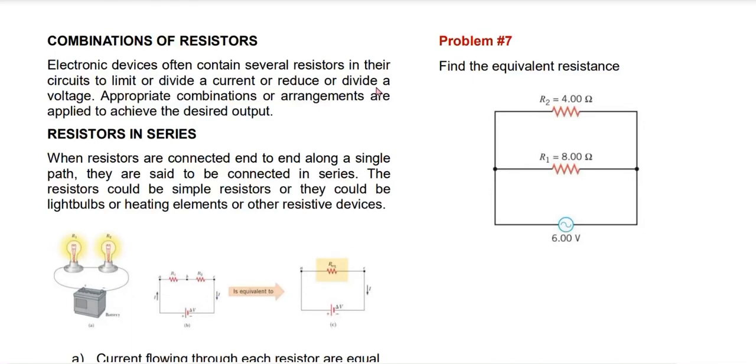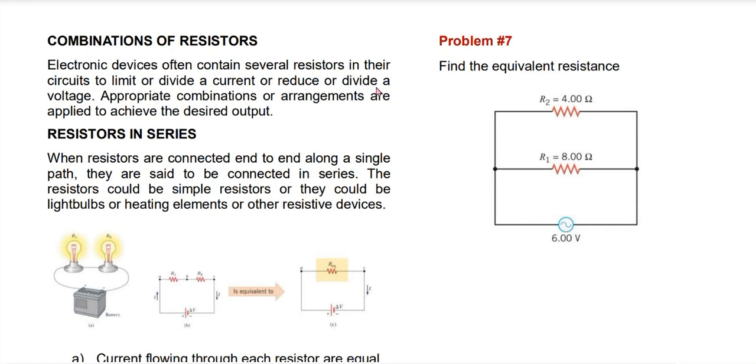Let us now talk about the combinations of resistors. Electronic devices often contain several resistors in their circuits to limit or divide a current, or reduce or divide a voltage. So appropriate combinations or arrangements are applied to achieve the desired output. The arrangements could be that resistors are connected in series, resistors could be connected in parallel, or it could be a combination of series and parallel connections.